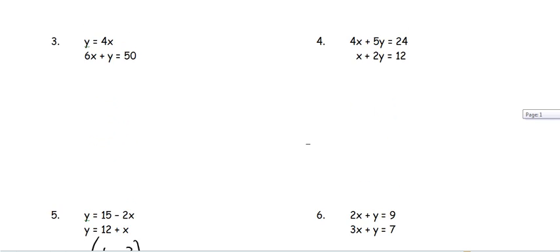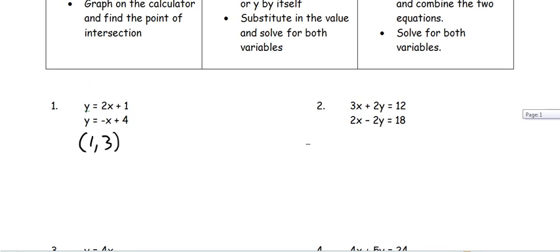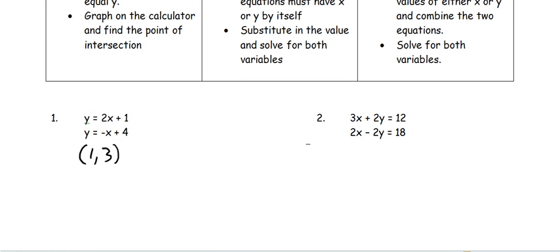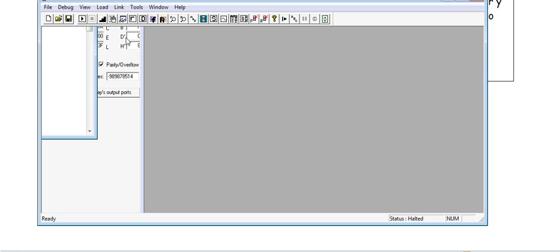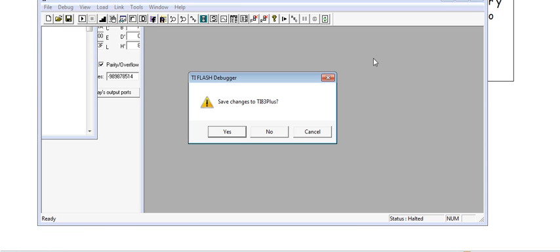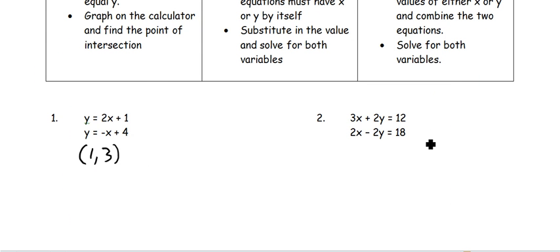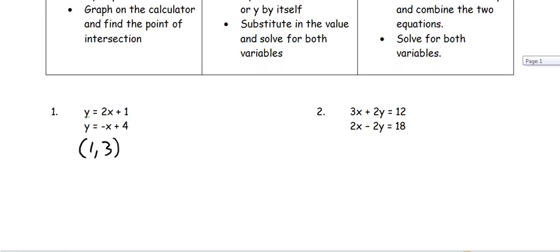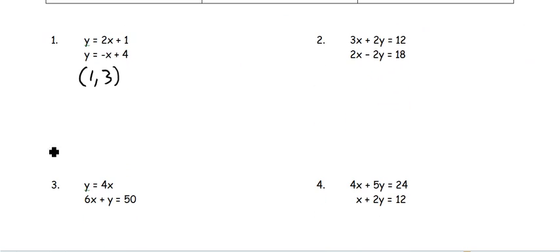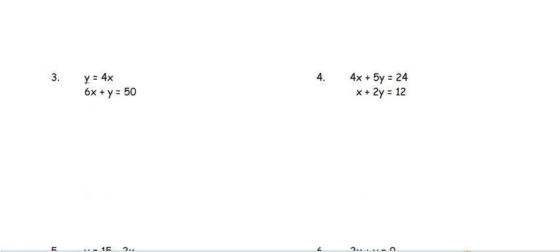All right, on this page, that looks like all we can do to use our calculator. So let me go ahead and close this down. Stop this and close it out. I'm not going to save anything. So let's look for what we can use substitution. And we have to find one of the two variables already solved. Oh, look, number 3. So let's go ahead over here.